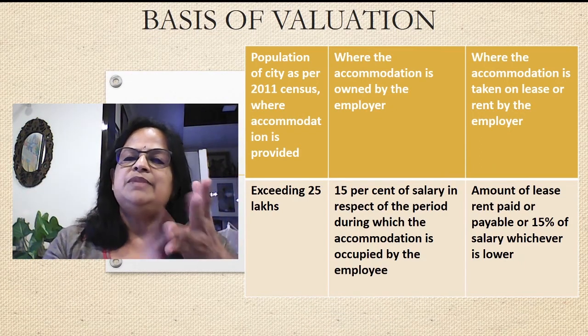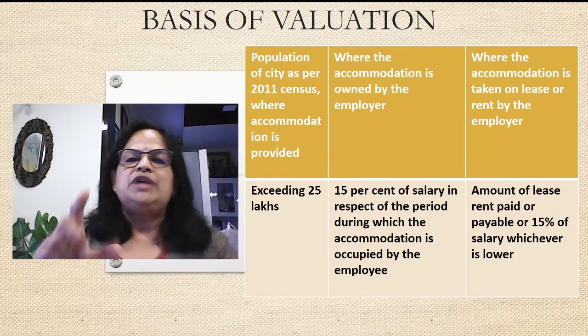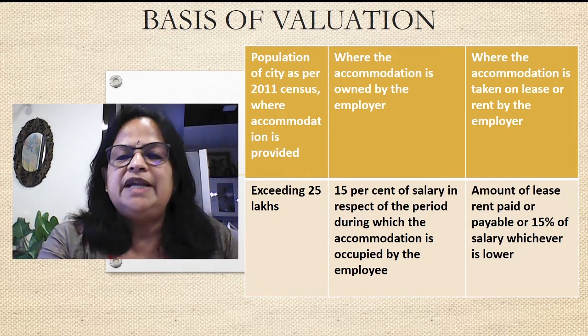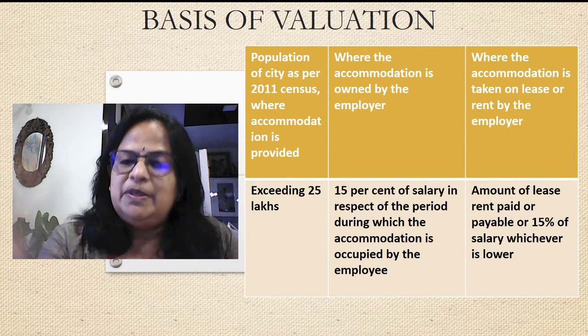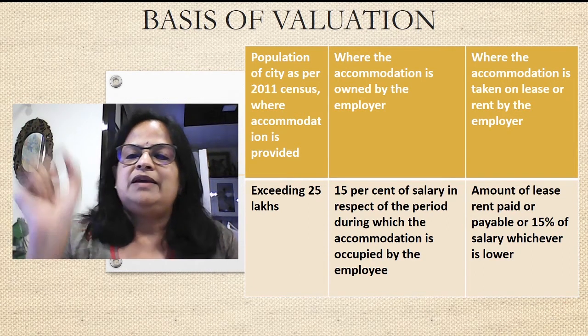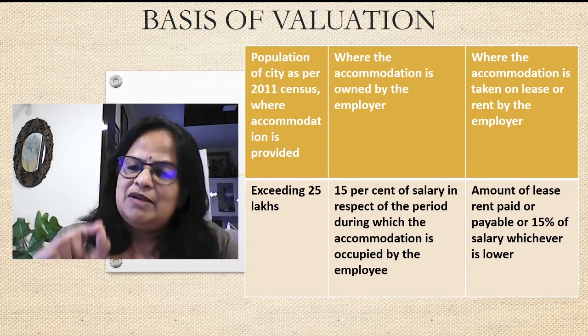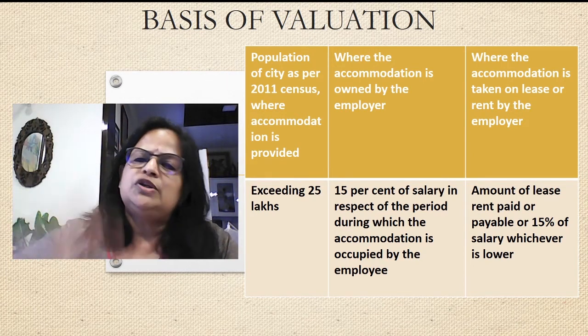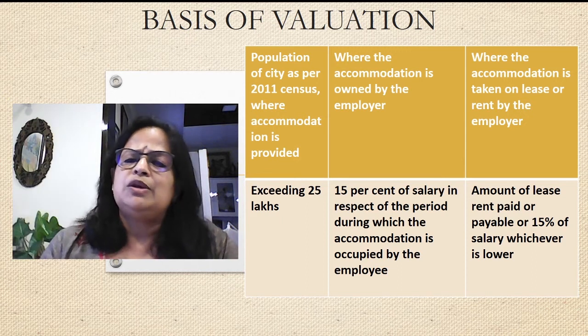City A, City B and City C. See, population of the city is exceeding 25 lakhs. That means 15% of salary we will take. How will we compute salary? We have learned that all the perquisites, all allowances, everything will be included. So I will explain with the help of a problem.